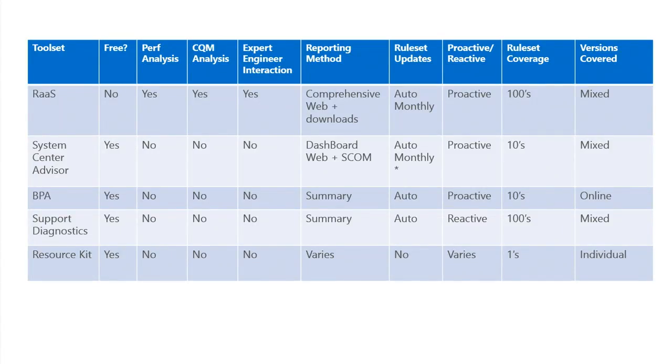It's a big table. I'm not going to go through each line of it, but some of the highlights really: RAS is paid for, but for that you're going to get things like performance analysis, CQM analysis. We have dedicated resources doing this every month, so you're going to get all those regular updates. But we also give you the engineer access as well. Scale with RAS is a lot bigger, so we're 1,100-ish rules.